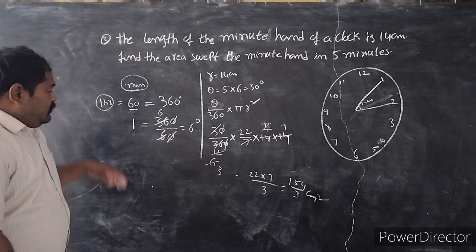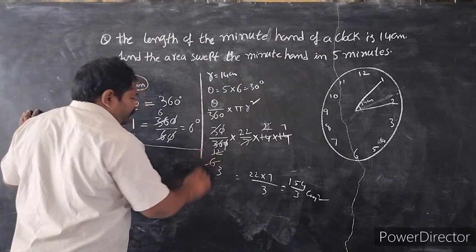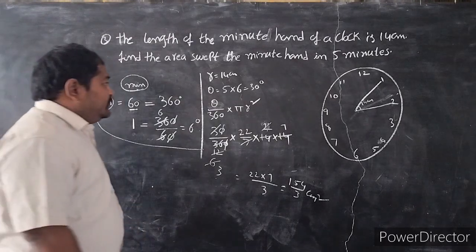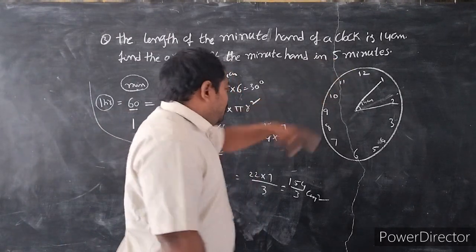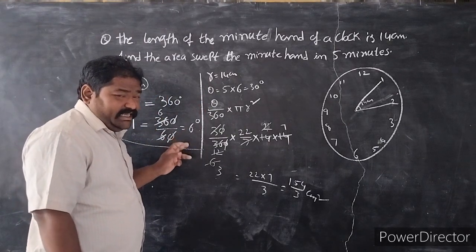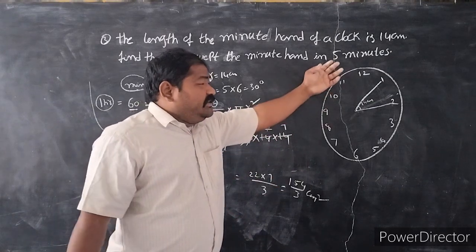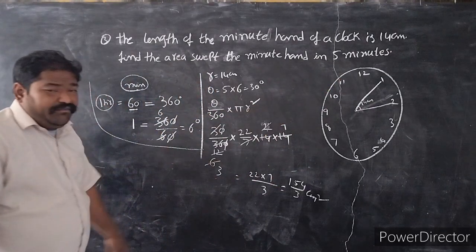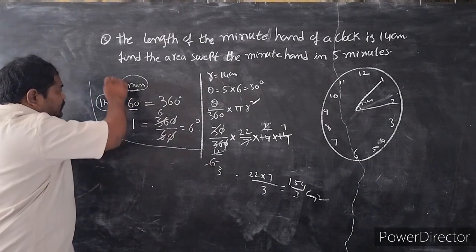Okay, this is in the case of the minute hand. For example, what if they give the hours hand? In the place of 5 minutes they will give 10 minutes. For each minute it makes 6 degrees, so for 10 minutes it makes 60 degrees. Or they give 15 minutes. We have 15 into 6, 90 degrees. That means a quadrant. This is in the case of the minute hand.